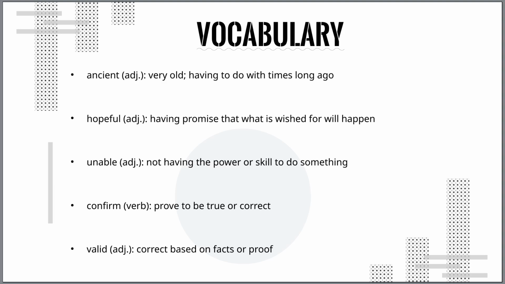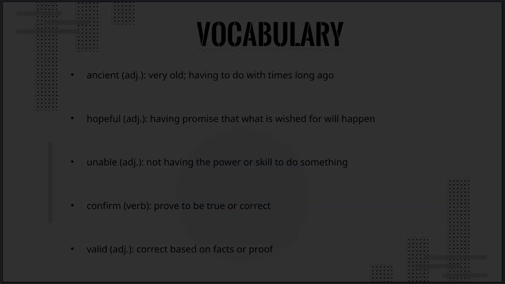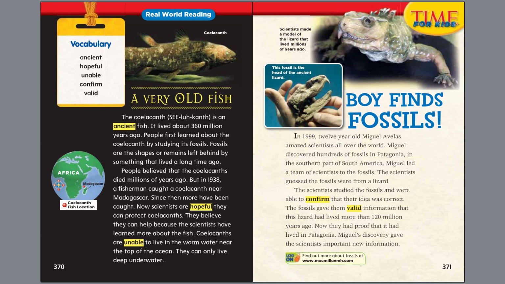Valid. What does valid mean, by the way? Maybe we can find out when we read. We can use some context clues to find out. All right. VALID. Okay, perfect. So you got all those words. Now we're going to move on to our first text. All right. A very old fish. Wait. It seems that there is an unknown author.